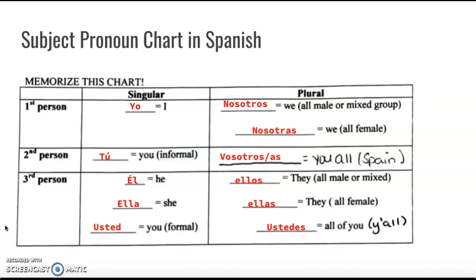Then we have our third person singular. For he, it is él. For she, it is ella. And for you formal, it is usted.